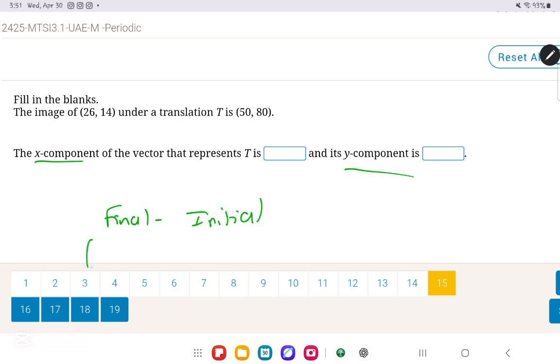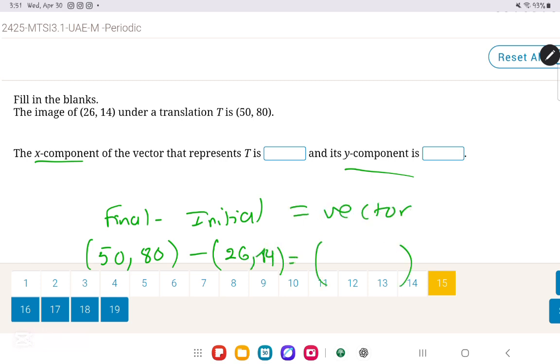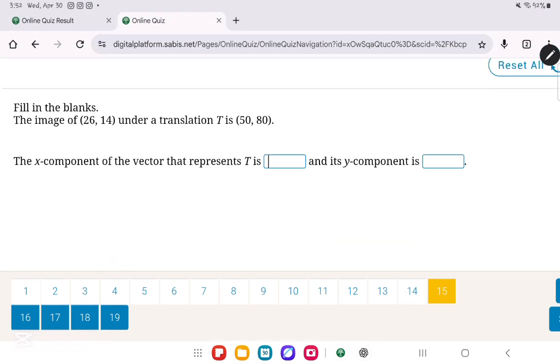So the final point, which is 50, 80, subtract it from the initial point, which is 26, 14, and you will get your vector. Okay, what is our vector? Our vector in this case is going to be 50 minus 26, which is 24, and then 80 minus 14, which is 66. So the X component is 24 and the Y component is 66.